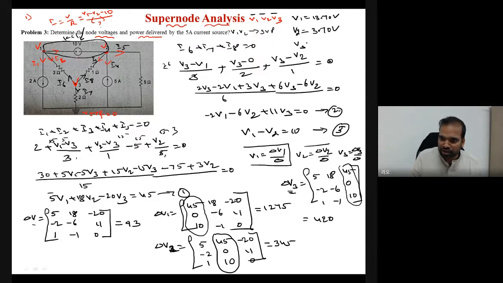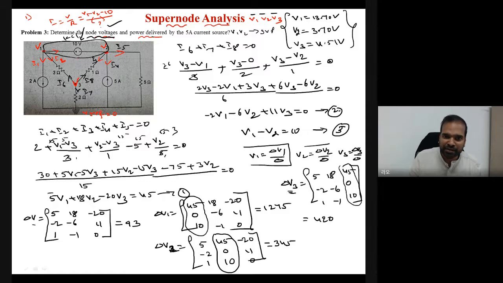Now the node voltage V3 equals delta V3 by delta. Delta V3 is 420 by 93. If you substitute that, you get 4.51 volts. Okay, now see here, by using Cramer's rule, we found node voltages V1, V2, V3 from linear equations 1, 2, 3. What was our aim here? We needed to find node voltages. That is completed. Now what is the next thing?